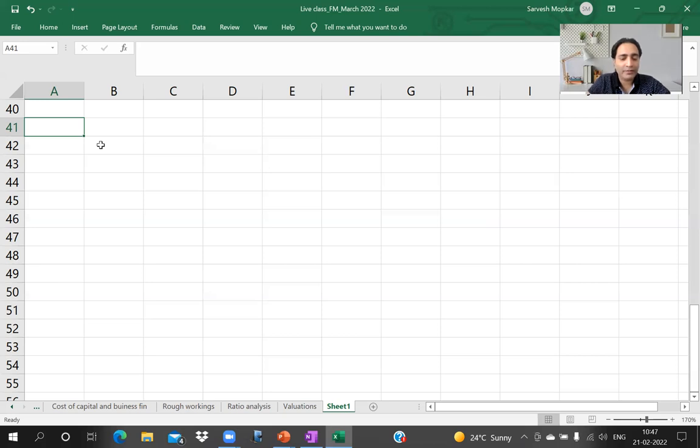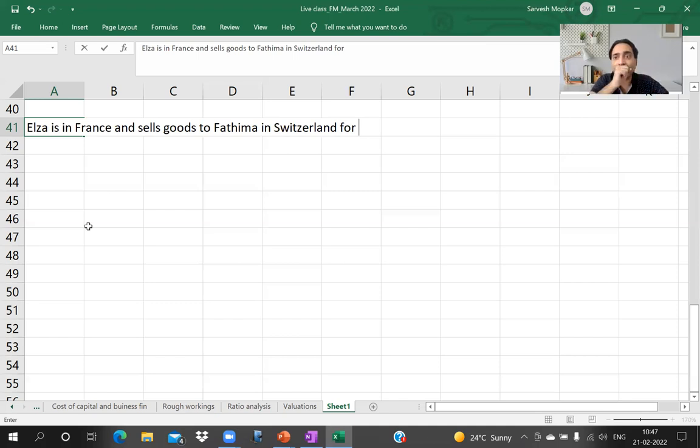So which country now would you like to go? So Elsa is in France. Okay. Elsa wants to be in France and sells goods to Fatima in Switzerland, right? Okay. That works because Switzerland has got its own currency. The question will be from Elsa's perspective. Elsa, is the spelling correct? I hope the spelling is correct, and I'm sorry if it is not. Yes, I can see in the chat ELZA. Correct. All right. So Elsa is in France and sells goods to Fatima in Switzerland for what currency?